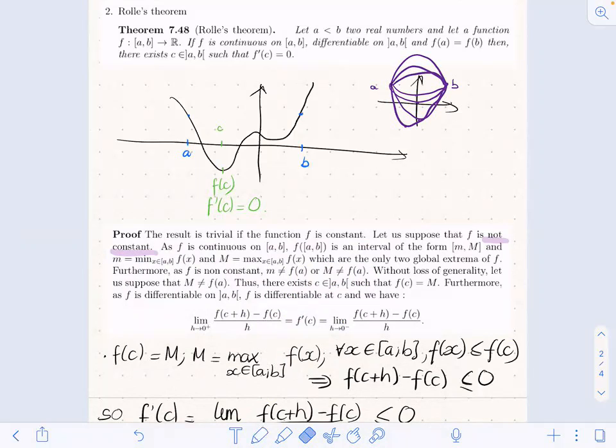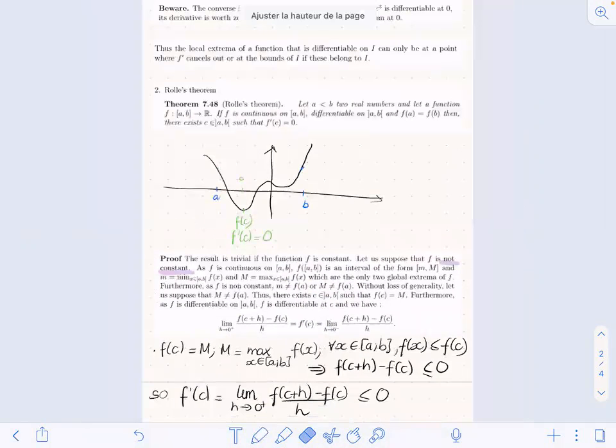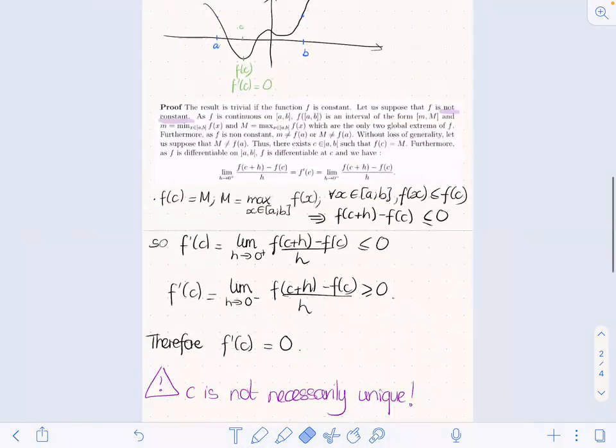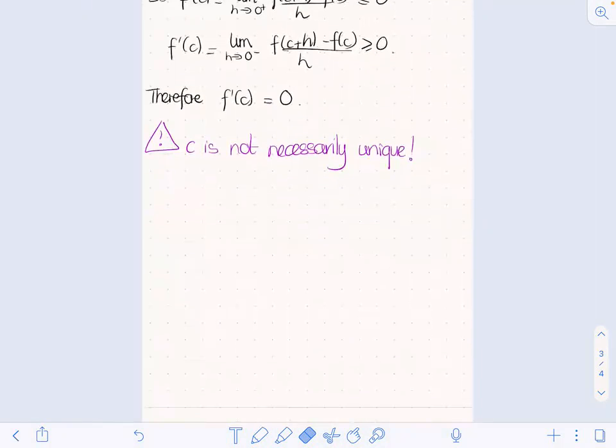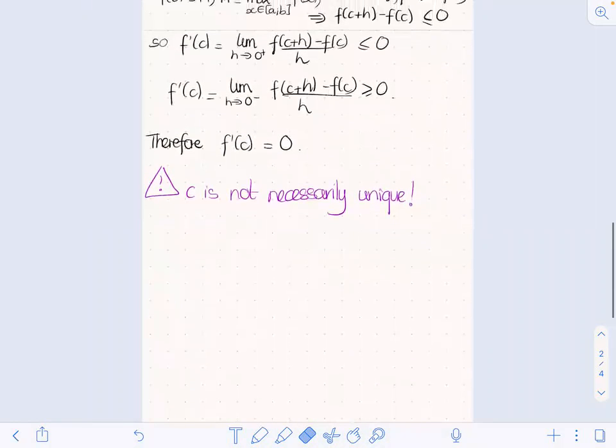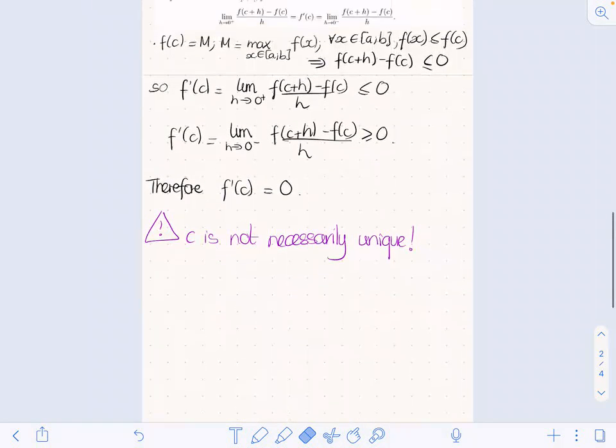So one way of ensuring uniqueness, but again, I don't think it's written in the notes, is by adding some sort of concavity or convexity property. You'll probably see that at some point. But that's something called Rolle's theorem, and it's a theorem that you need to know. You need to know that Rolle's theorem refers to that result, and keeping the visual graph in mind is probably the best way to remember it, to be honest.